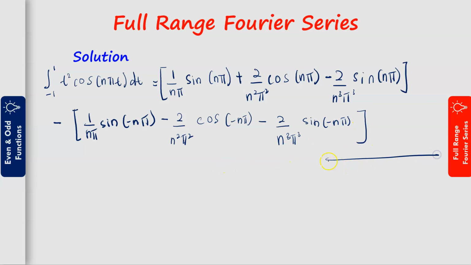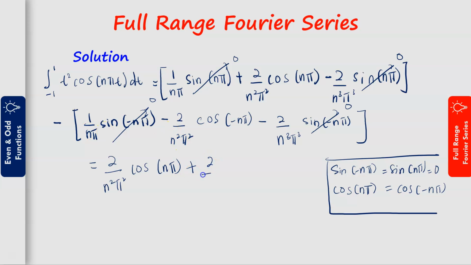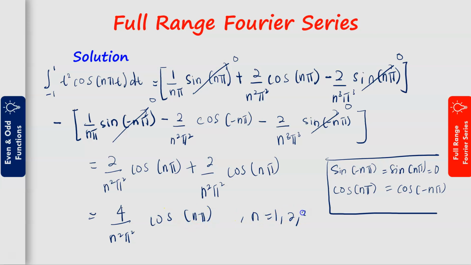And then class, understand that based on the previous lecture or previous slide, sine negative n pi is equal to sine n pi equal to 0, and cos n pi equal to cos negative n pi. So all these sine n pi terms tend to 0. This one also tends to 0, this one is 0, and this one will be 0. And cos n pi equal to cos negative n pi means that for this one I will have 2 over n square pi square cos n pi, and then minus minus means plus 2 over n square pi square cos n pi, because cos negative n pi equals cos n pi. So we have here 4 over n square pi square cos n pi, where n equals 1, 2, 3, and so on.